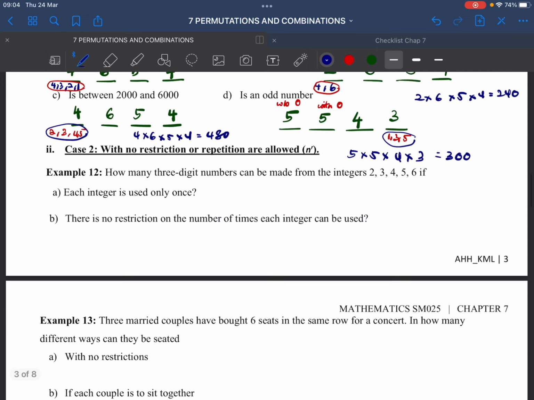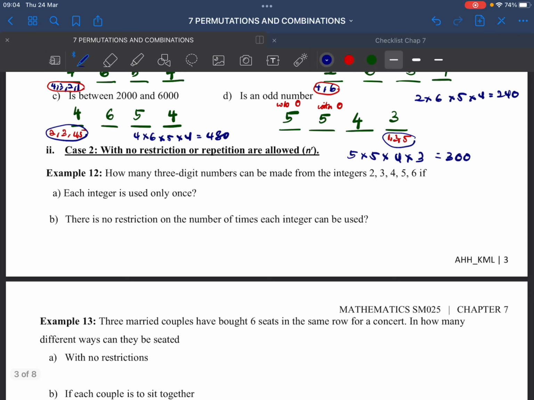Okay, example 12. This is the case which no restriction or repetition are allowed. Straight away, if repetition are allowed, you can just use n to the power of r. Okay, kenapa? Macam mana dia boleh jadi n to the power of r? Let's see. How many 3-digit numbers can be made from integers 2, 3, 4, 5, 6 if each integer is used only once? Okay, so part A is only once. Kalau dia cakap only once, maksudnya no repetition lah.